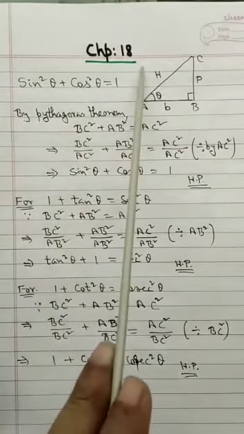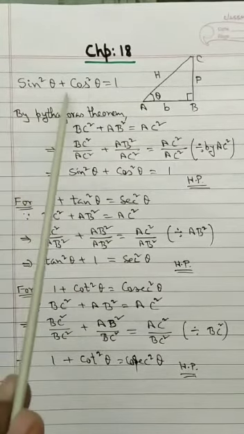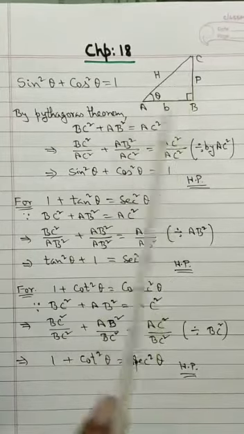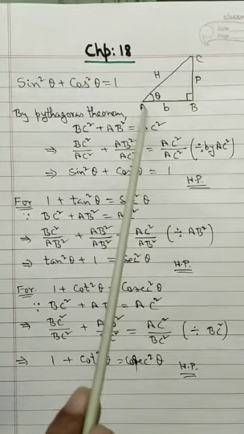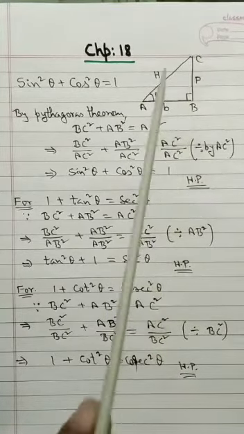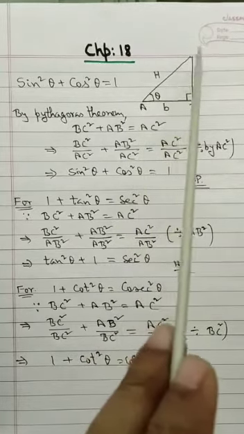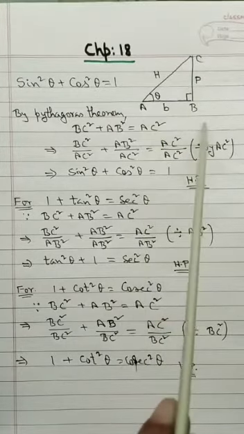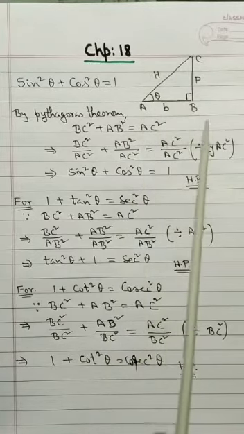Chapter 18. The first identity I am going to prove is sin square theta plus cos square theta is equal to 1. For that I have taken a right angle triangle ABC, angle B is 90 degrees and angle A I have taken theta degrees. For angle A, AB is base and BC is perpendicular and AC is hypotenuse. Suppose if you are taking angle C, then for angle C, BC will become base and AB will become perpendicular and AC as it is hypotenuse. So this you always keep in mind.